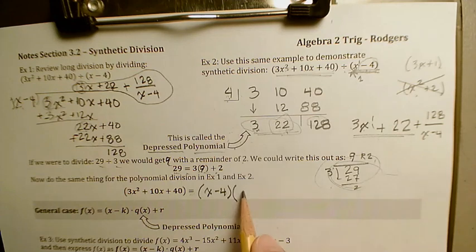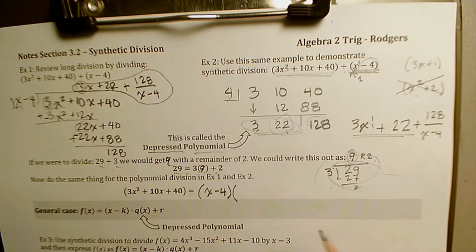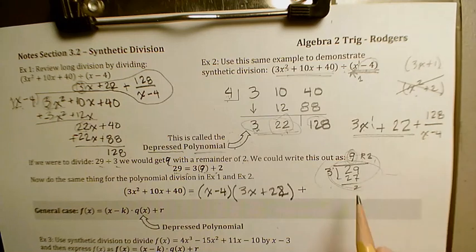And then what was the answer? The answer, essentially on top here, was 3x plus 22, plus the remainder, which was 2. In our case, it was 128.